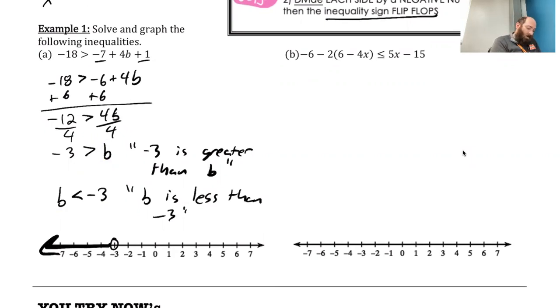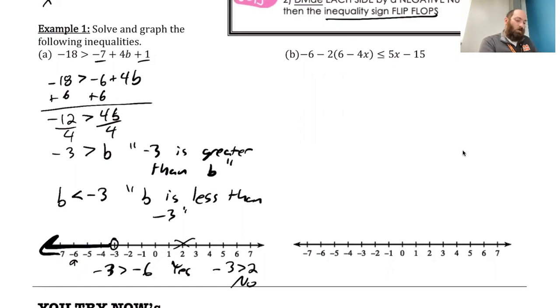For example, if I do negative 6 here, even if I do the first one, is negative 3 greater than negative 6? Yes. So I know that negative 6 is a part of my solution. But if I did over here and I did like 2, is negative 3 greater than 2? No. Okay, so that's how I knew this was not a part of it.